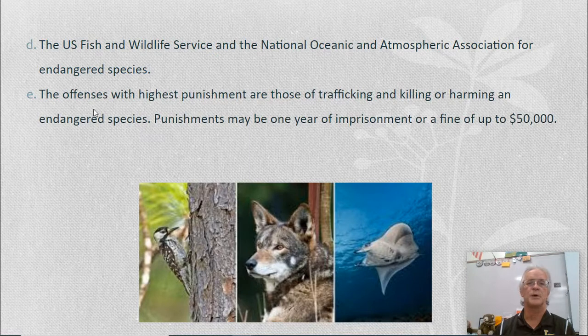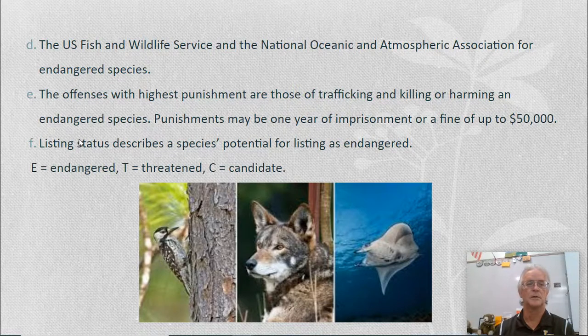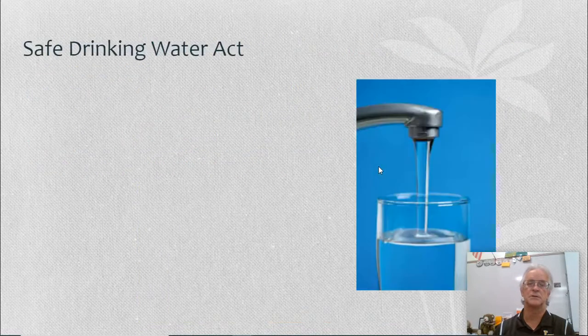The offenses with highest punishment are those for trafficking, killing, or harming an endangered species. Punishment may be 1 year in prison or a fine of up to $50,000. There is a listing status that describes a species' potential for being listed as endangered, threatened, or extinct: endangered, threatened, candidate, and actually extinct also.